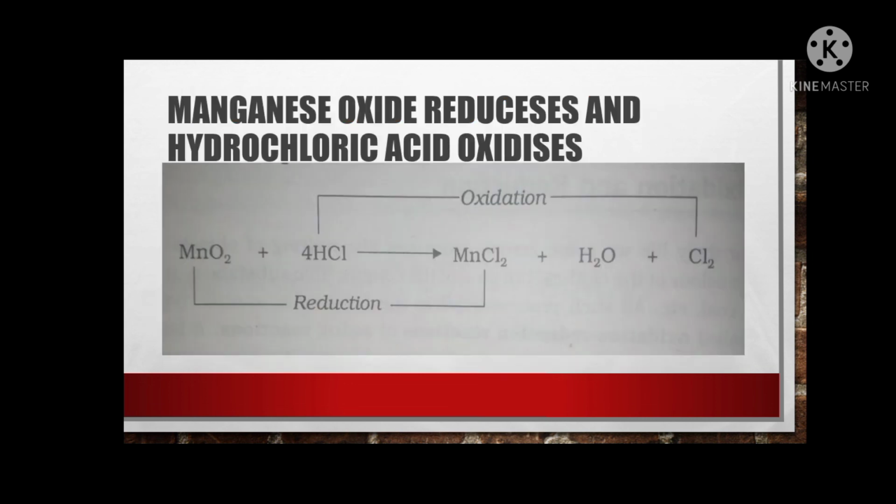A similar example is also given in your textbook, that is manganese dioxide combining with hydrochloric acid, which undergoes redox reaction. So MnO2, manganese dioxide, gets reduced, whereas HCl gets oxidized.